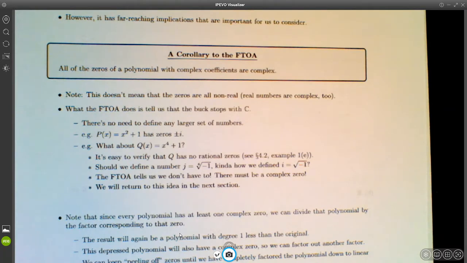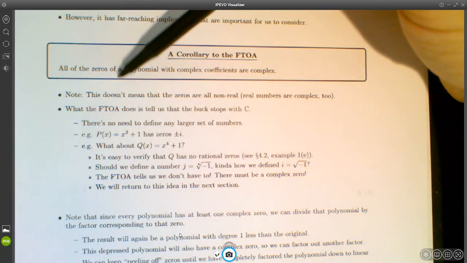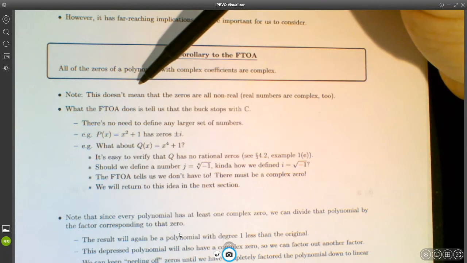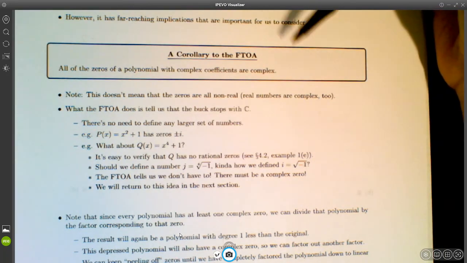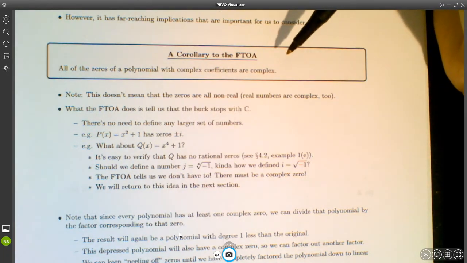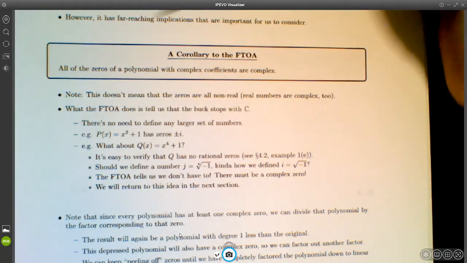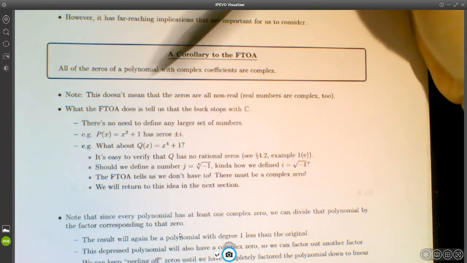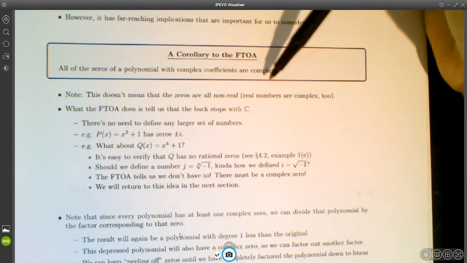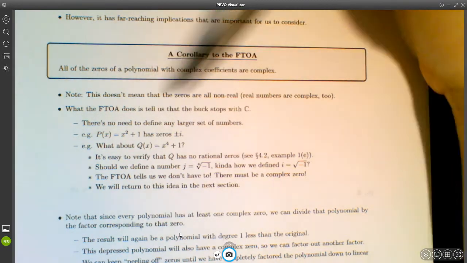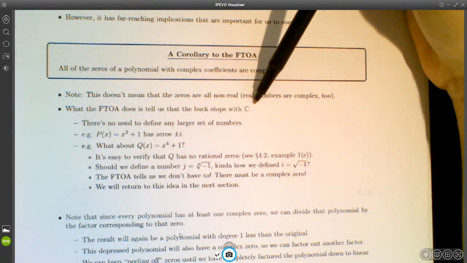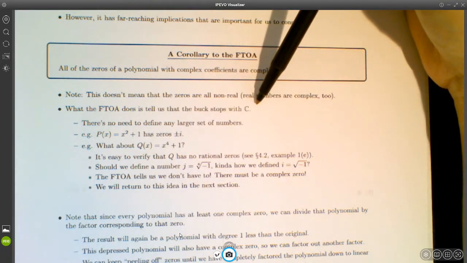Now, I'm not going to prove this theorem to you. It's sort of beyond the scope of this course, but it's a really cool result. A couple things to note about it: just because the zeros are complex doesn't mean that they're not real. The real numbers are a subset of the complex numbers. So this theorem is not saying that the zeros are all non-real. They could be real numbers. But what it does tell us is that the buck stops with the complex numbers. There's no need to define any larger set than the complex numbers.